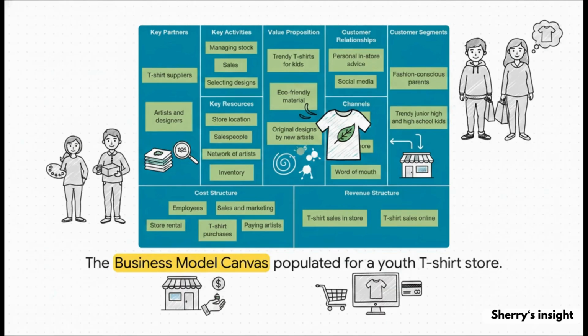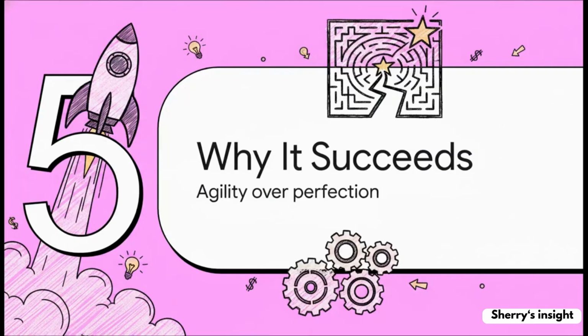Now, hopping over to the left side, to actually deliver this, our key partners are artists and t-shirt suppliers. Our key activities involve managing stock and selecting those cool designs. Finally, down at the bottom, we see our financial viability, the costs of paying the artists and running the store, perfectly balanced against the revenue streams from our online and in-store sales. It's literally an entire business logic mapped out onto a single page. Which brings us to Section 5, why this framework succeeds.